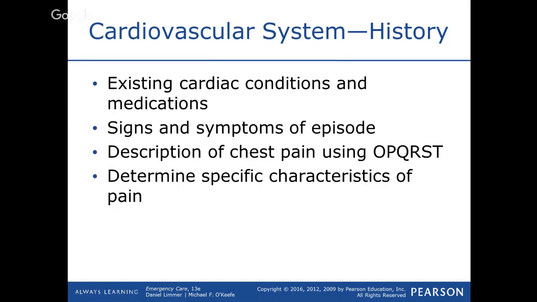Signs and symptoms of an episode, existing cardiac history. You'll want to find out what the signs of a cardiac event would be: cool, pale skin, diaphoresis. Whenever we're talking about diaphoresis, it's sweating without any real reason. I'm sitting here in my chair watching, maybe not even a game, maybe they got excited about the game. I was sitting here watching Days of Our Lives and just broke out in a cold sweat.